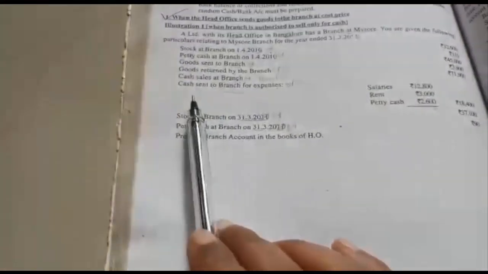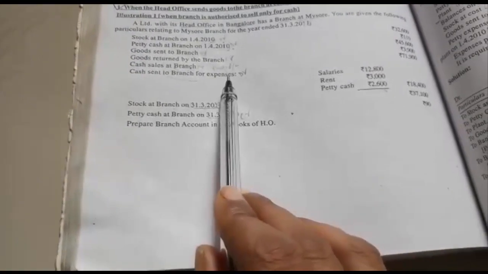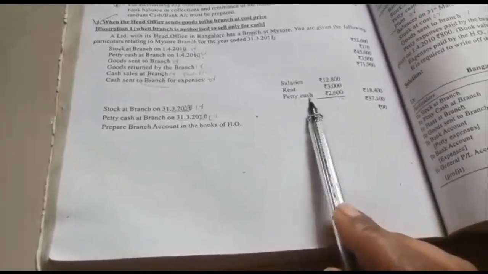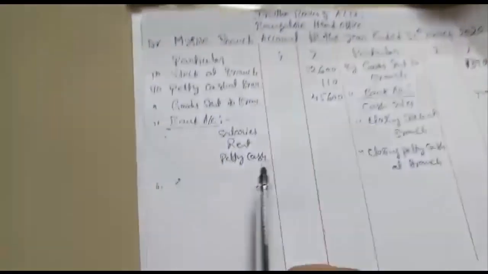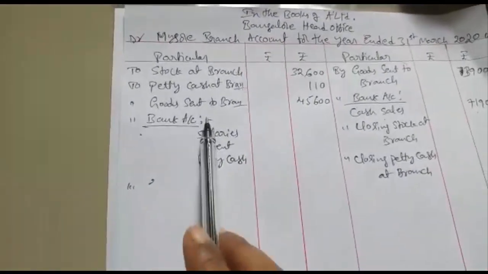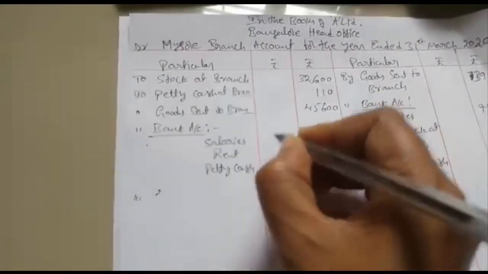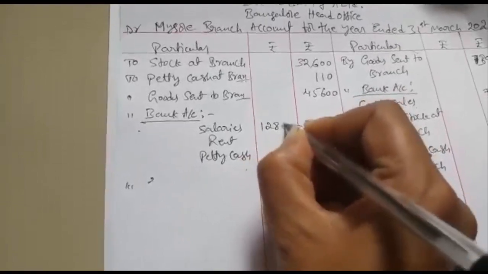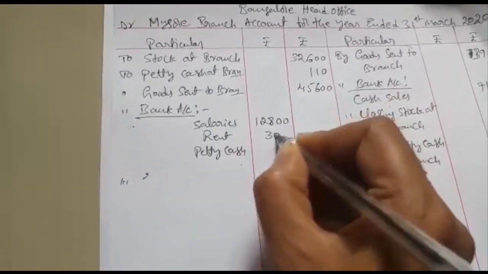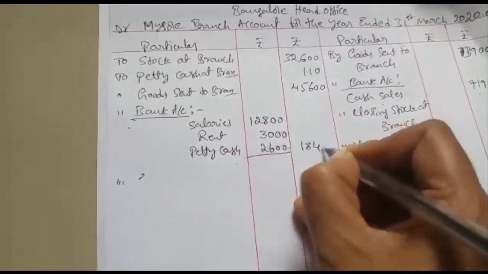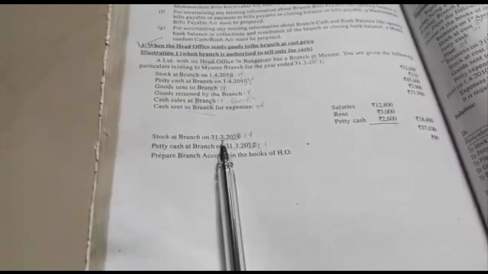Next, cash sent to branch for expenses. Some expenses, they send the cash. What are the expenses? Salary, rent and petty cash. These are on the debit side, so I mention them here under the bank account. Salary is 12,800 rupees. Rent is 3,000 rupees. Petty cash is 2,600. Total 18,400 rupees.